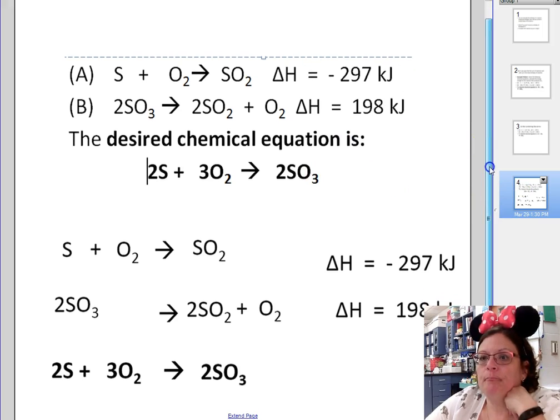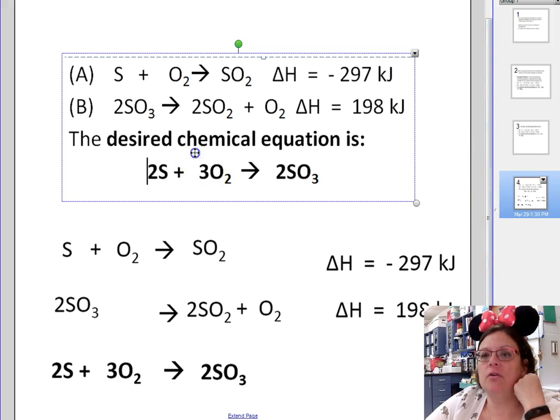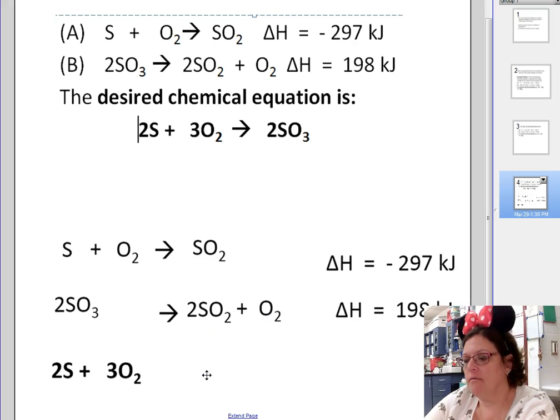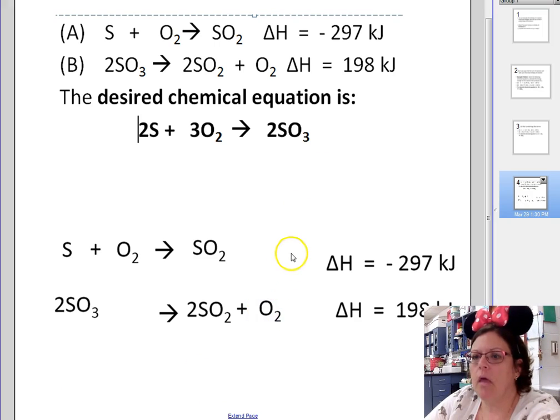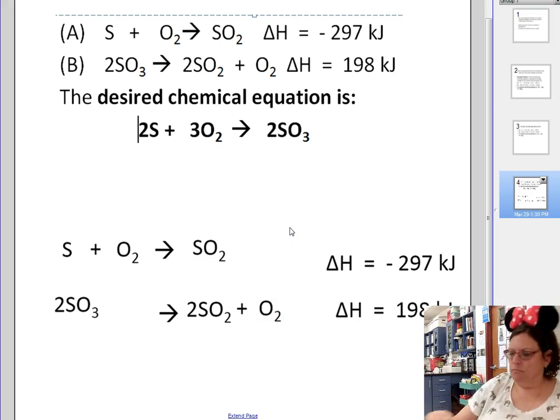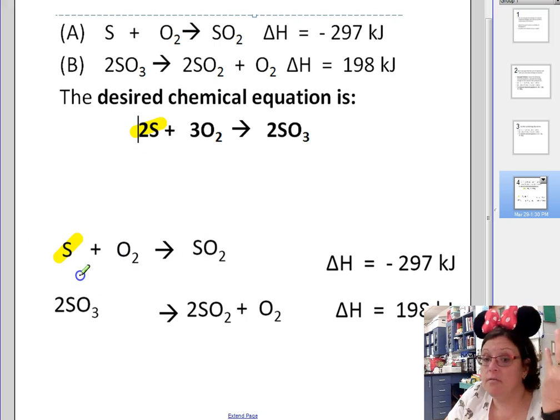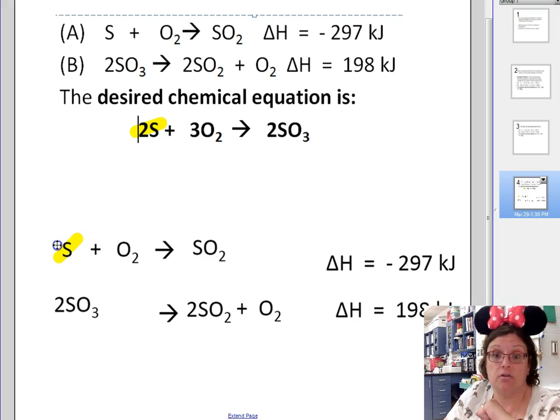Okay. The desired chemical equation that we want is right here. 2S plus 3O2 gives us 2SO3. Okay. Apparently I have it on here twice. Okay. So, again, start with your parent. I have 2S. Do I have any sulfurs down here? Yes, I do. How many do I have, though? I only have 1. Last time I had 2. This time I only have 1.